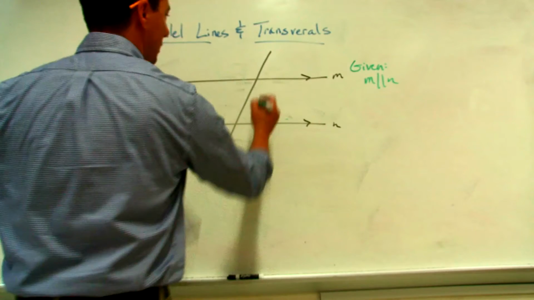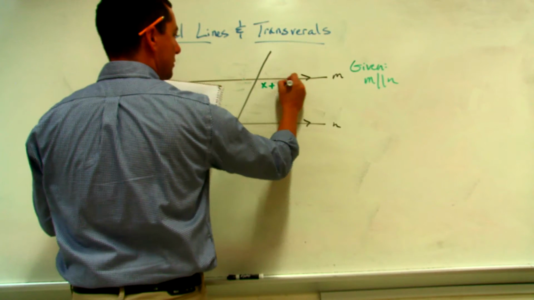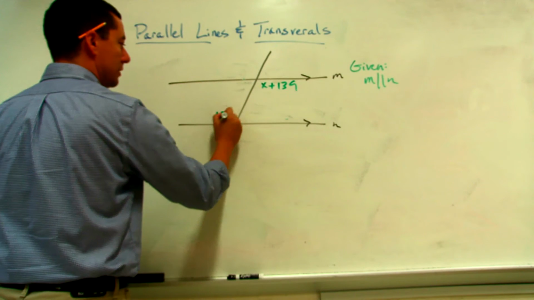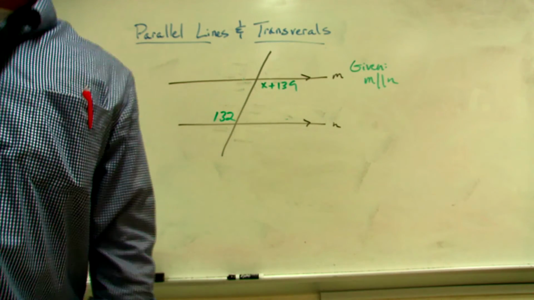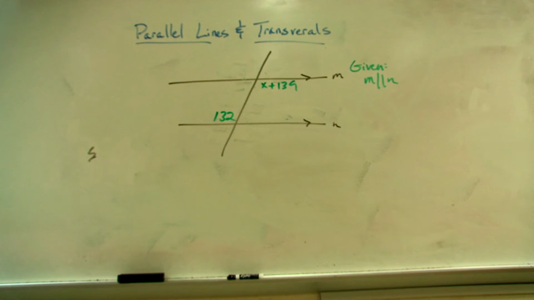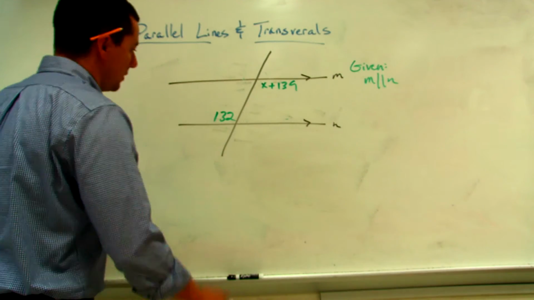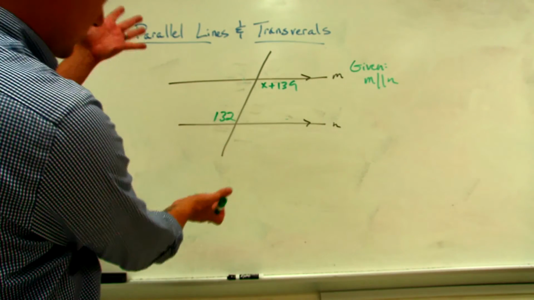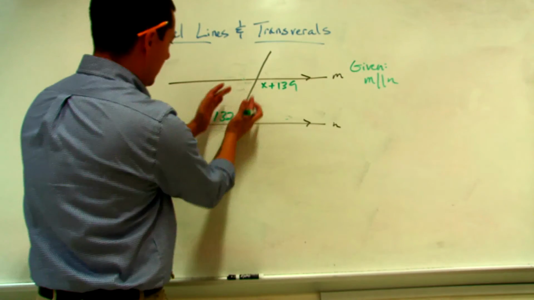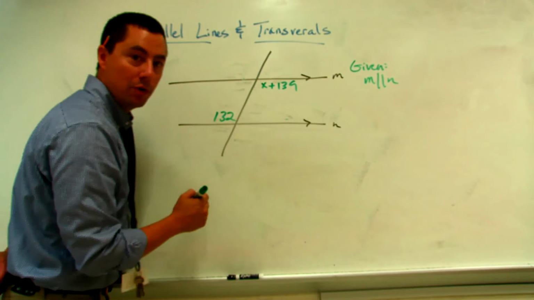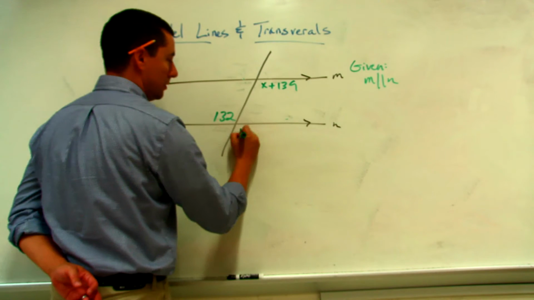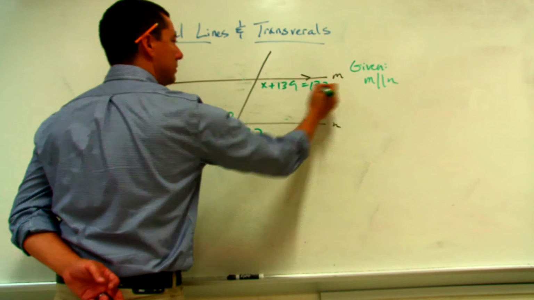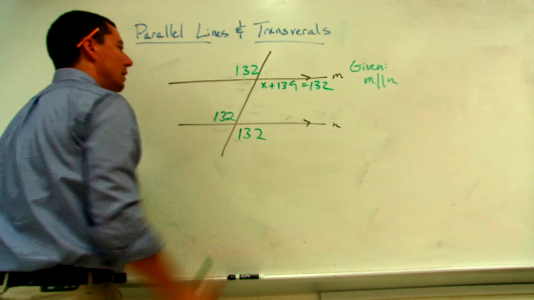So, suppose I've got x plus 139, and I've got over here 132. Same deal, right? Okay, well I know one, right? I know 132. And is that big or small? Well, look at it. Size it up. Yeah, it's a big one. So all the other big ones have to be 132 also. This one's 132, and this one's 132. Hey, this is all I need.